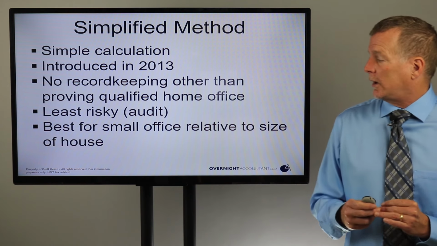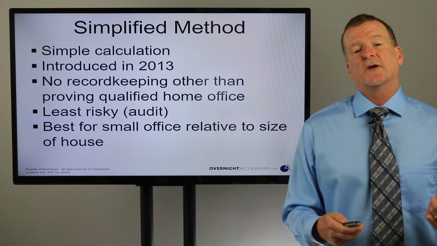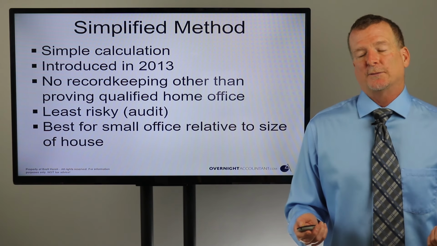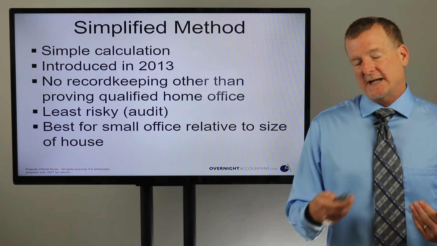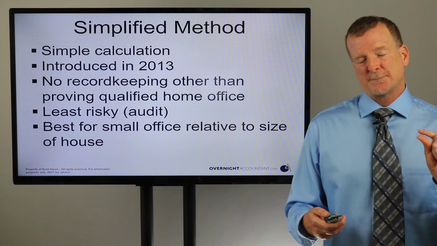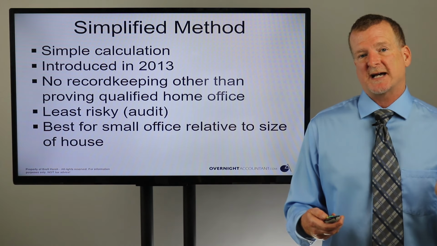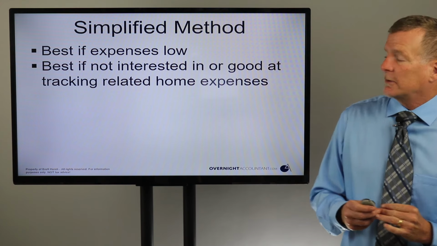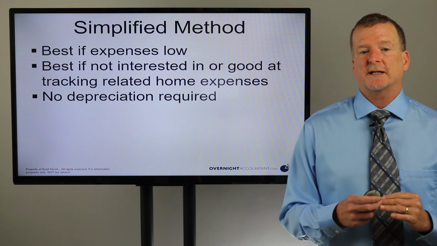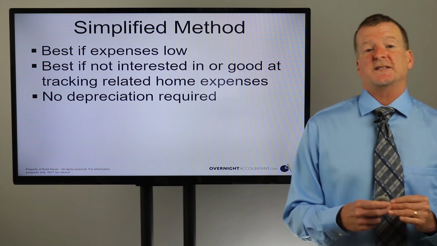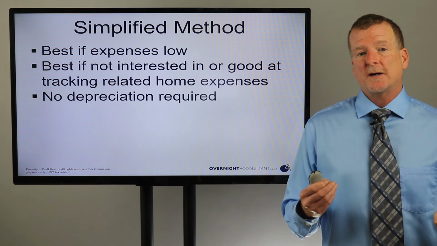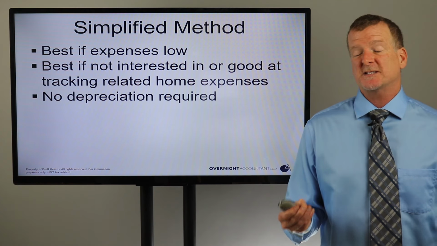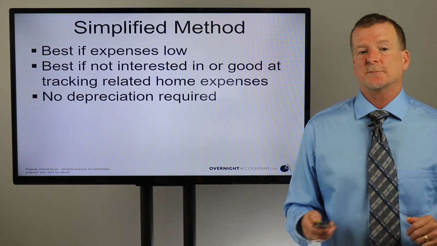It's best for a small home office relative to the size of your house, because the actual cost method would be lower. It would be lower because you have to be deducting a very small percentage of those expenses due to the size of the house versus the size of the home office. It's best if your expenses in the home office are low, which I kind of alluded to a second ago. It's also best if you're not interested in the pain of tracking all those expenses, or you're just not that organized to track all your home office expenses. You don't want the headache of it. You still have the simplified method.